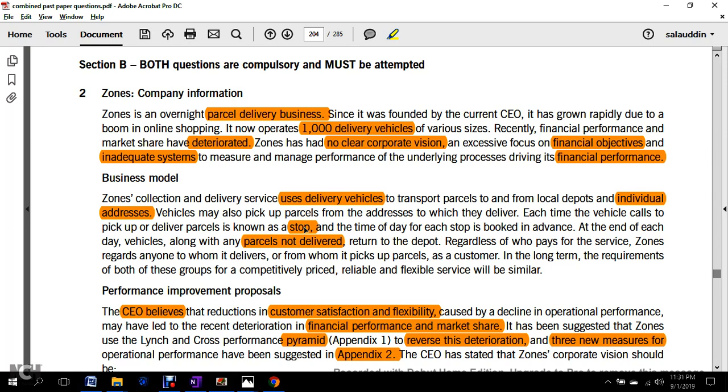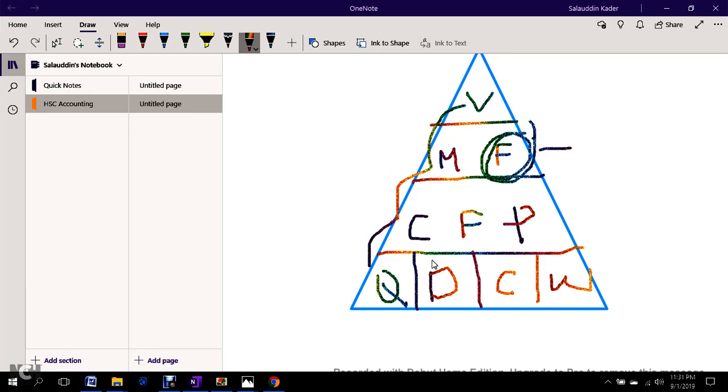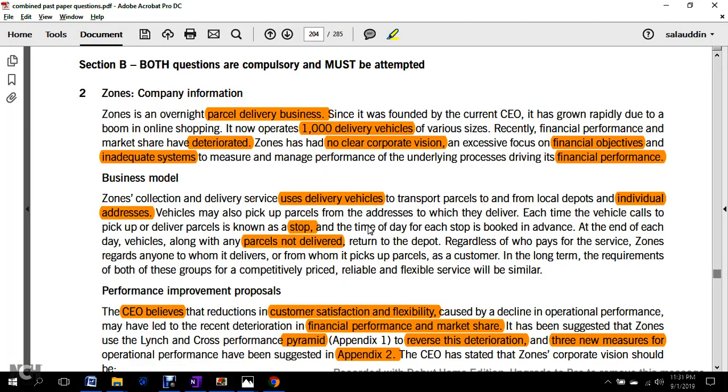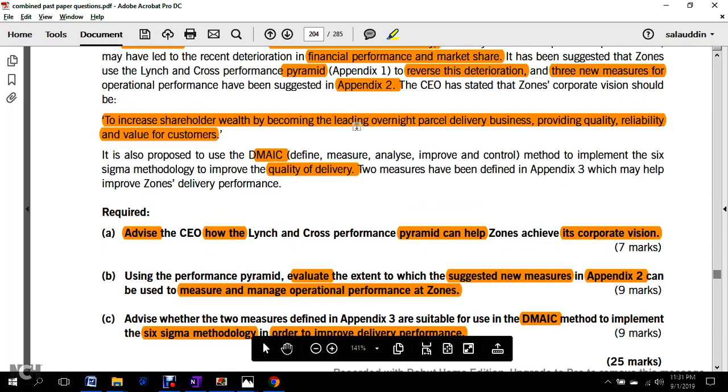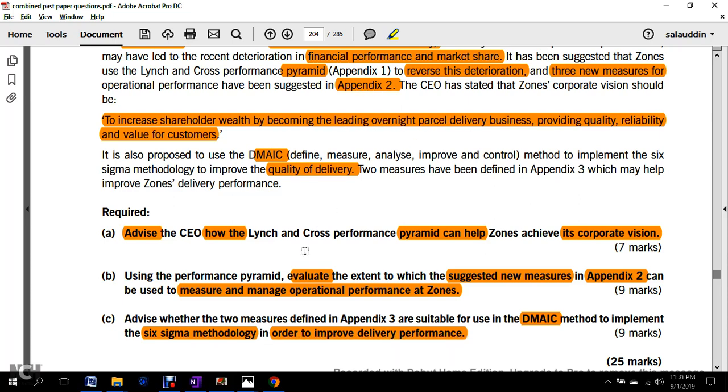So on-time stops will increase customer satisfaction. So on-time stops can be a metric for measuring quality. For measuring quality, on-time stops, that's the quality of a parcel business. This will increase customer satisfaction, which will externally increase the market share. They have an aim to become the leading company, right? Becoming the leading overnight parcel business. They want to be leading, so they need to increase their market share.